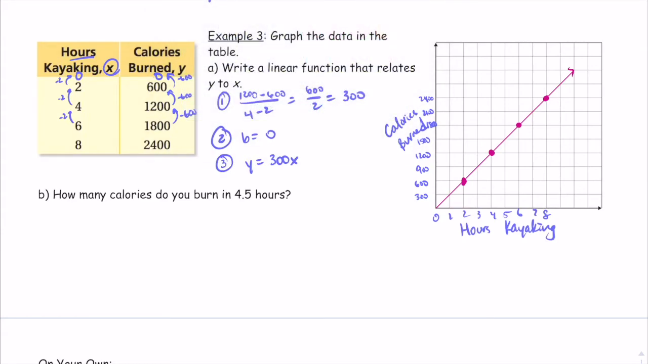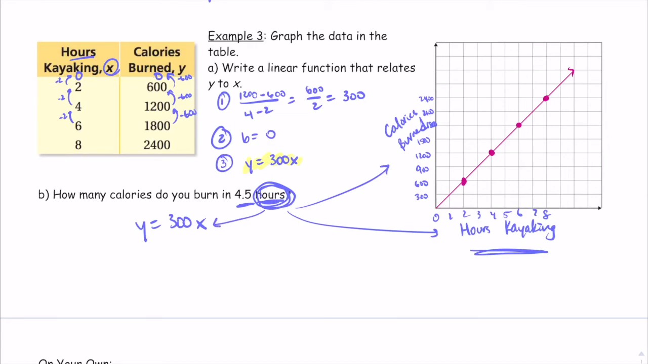All right. So how many calories do I burn in 4.5 hours? So this is where you have to use the equation that we just solved for, right? So you see how we have y. I have y equals 300x. So 4.5 hours. Hours, is that my x units or my y units? It is my x units. So what do you think I'm going to substitute in 4.5? I'm going to substitute it in for my x. So I have y equals 300 parentheses 4.5. That means I'm going to multiply.